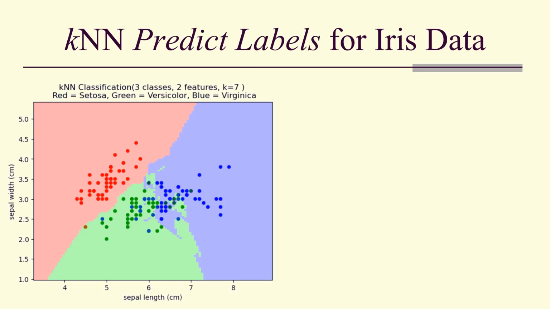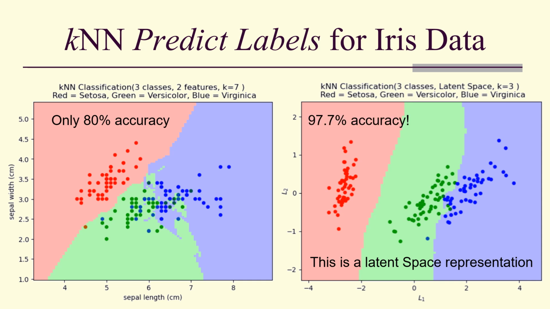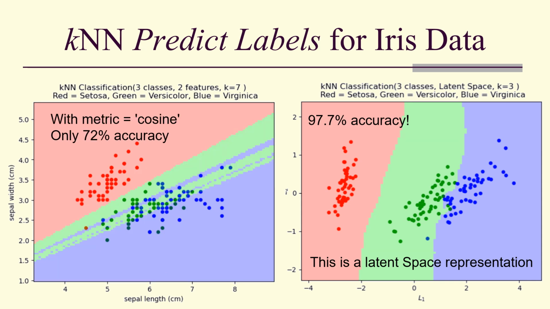So here is what we get if we only use sepal width and sepal length. In other words, only 2 features and only 80% accuracy. But here is what we get when we do our latent space representation. And we get 97.7% accuracy. We're using all the features, even though it's only a 2-dimensional representation. Now here's what happens when you do metric equals cosine, and so I didn't want to do that.